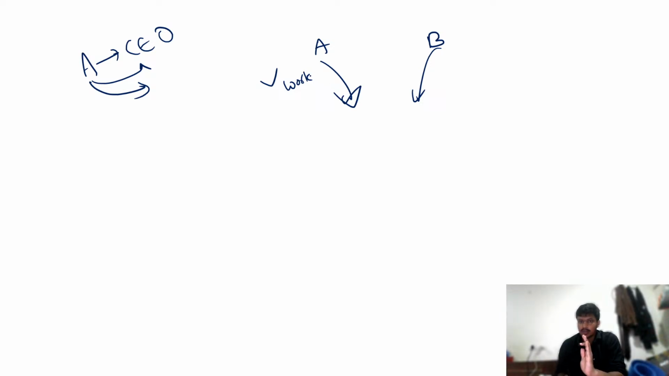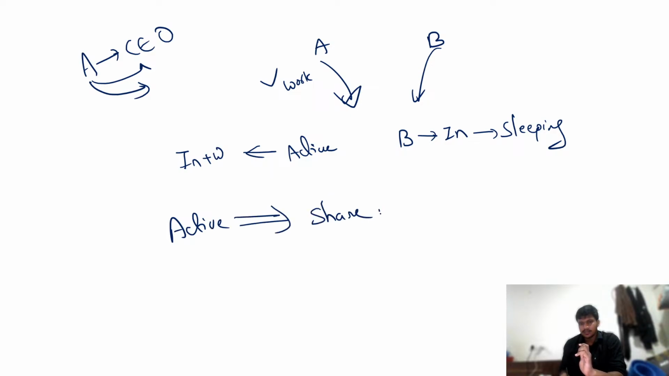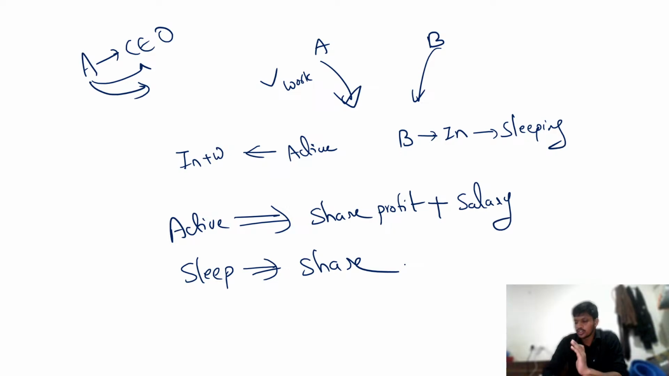So whoever is working in the company as well as investing, we are going to call them active partners. Whoever is just investing, we are going to call them sleeping partners. For active partners, you have to give them a share in the profit, plus, because they are working, you have to give them a salary. For sleeping partners, you are just going to give a share. You are not going to pay any salary. For example, think like this.